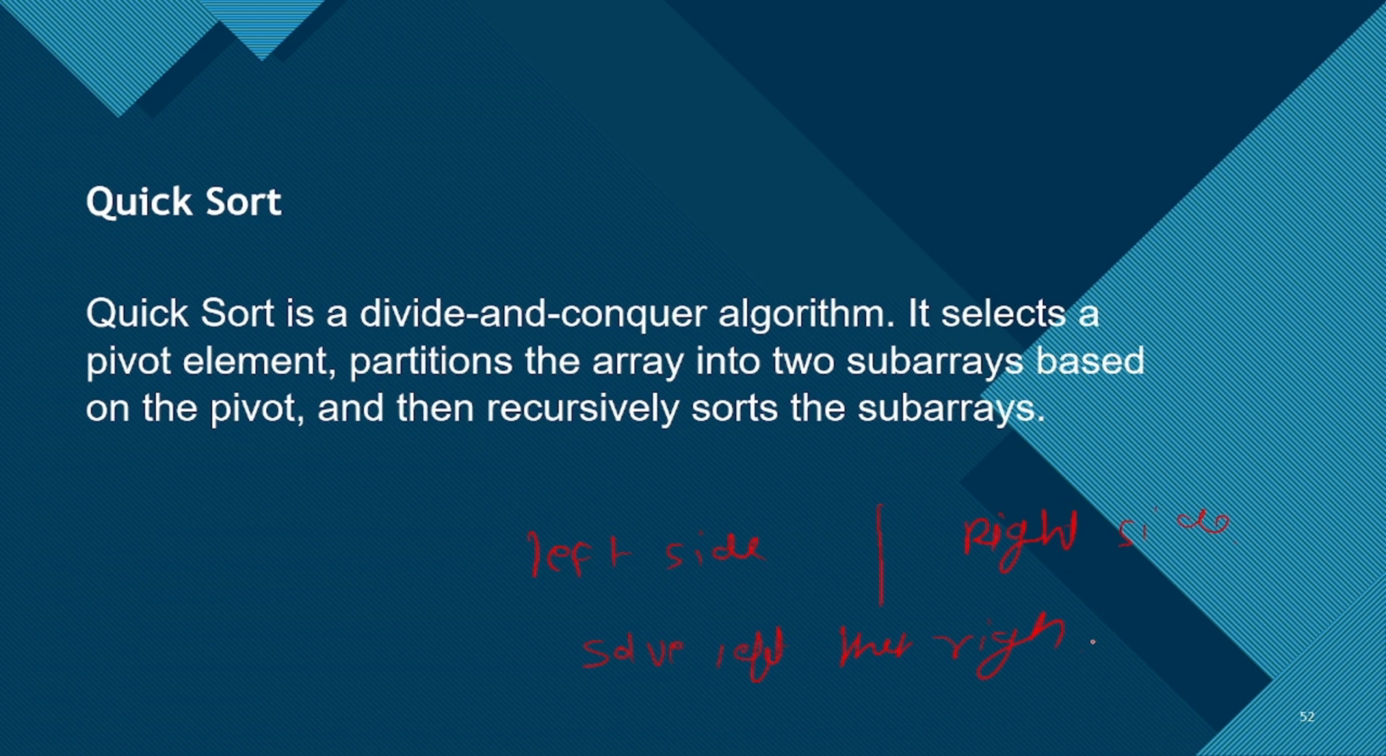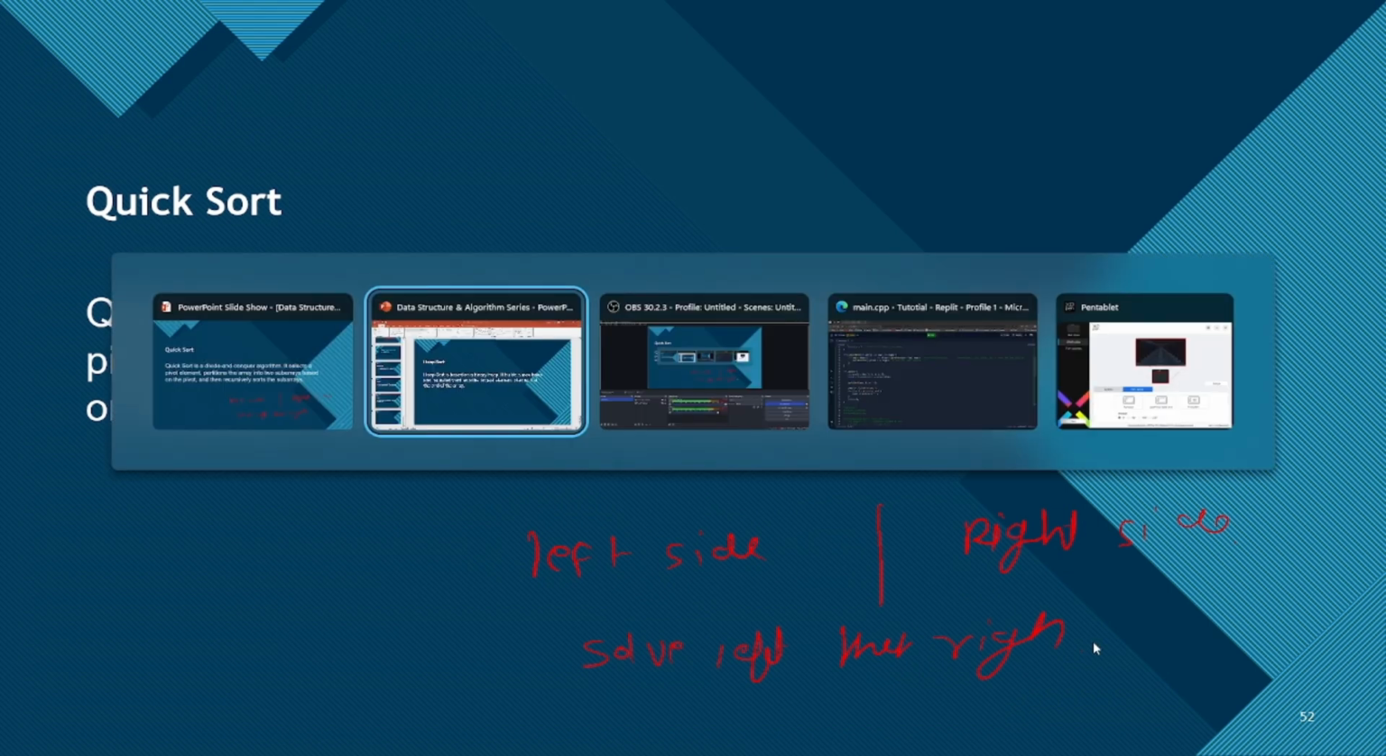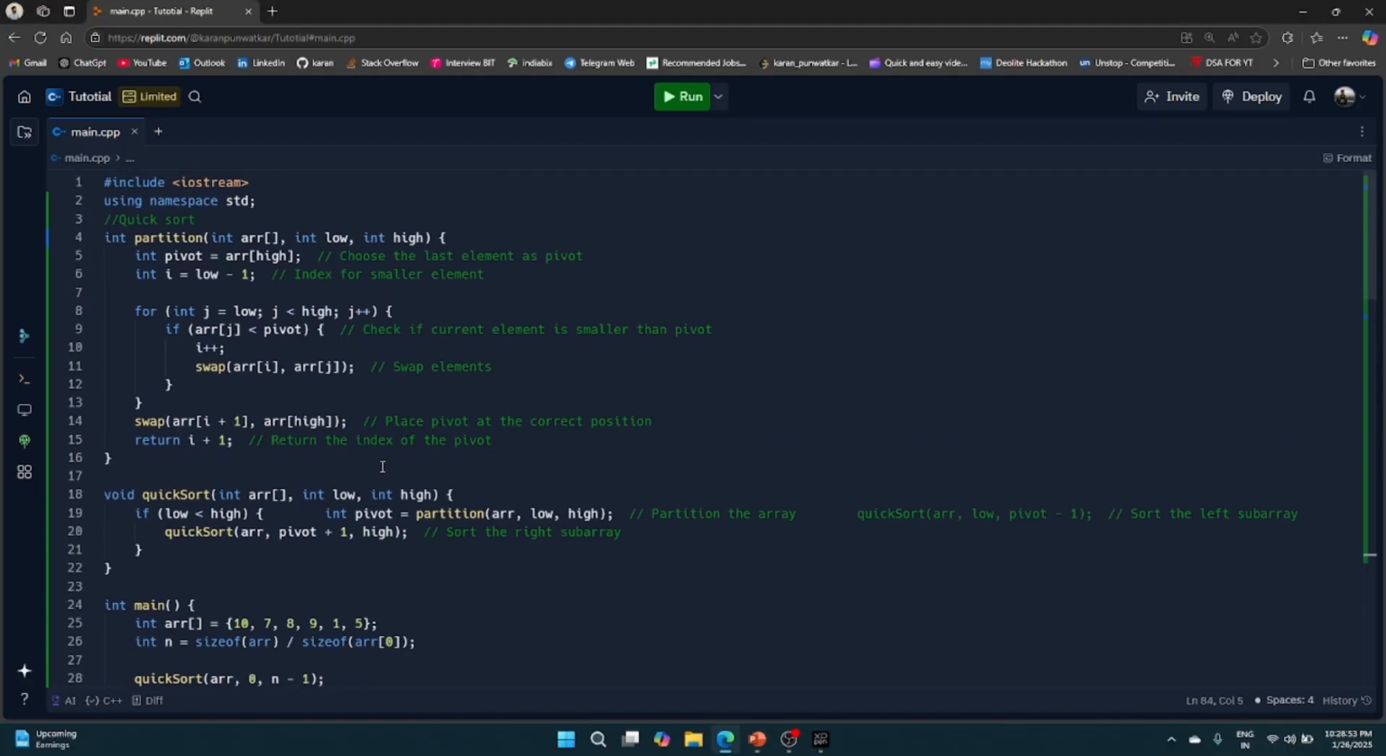Okay, so without wasting our time, we will directly move to our editor. I already wrote the code in our editor, so I will explain that code to you one by one. So this is the code of quick sort. It's basically divided into mostly two parts. The first is the partition function.